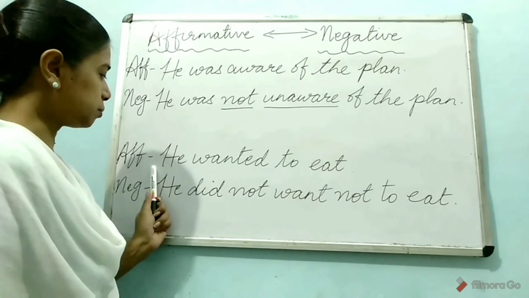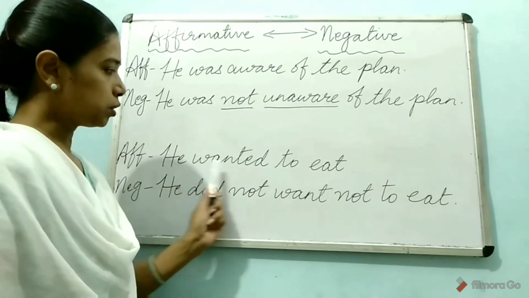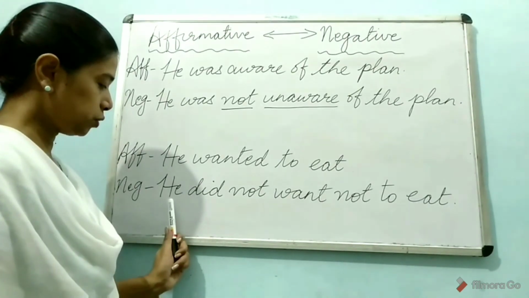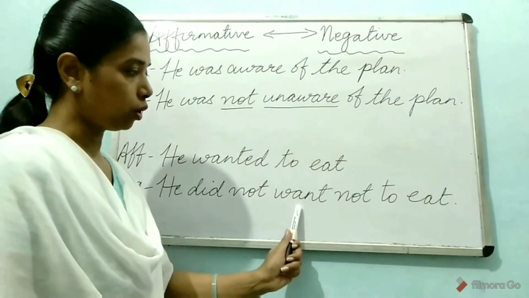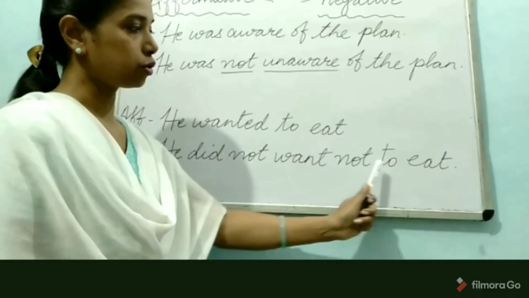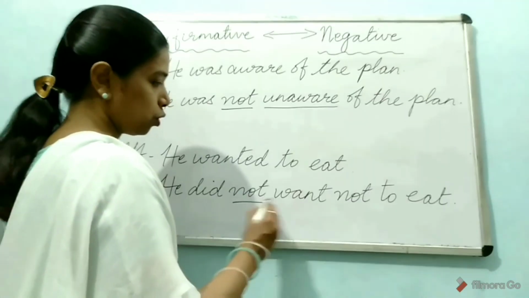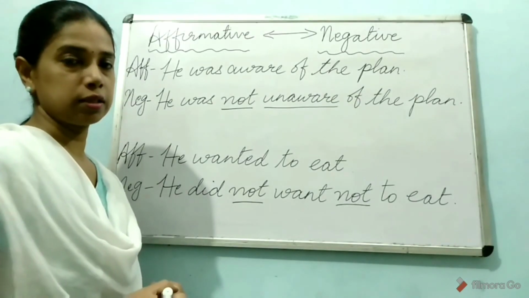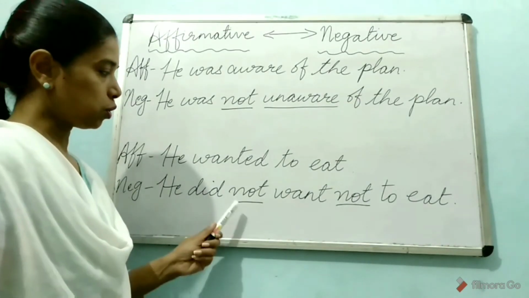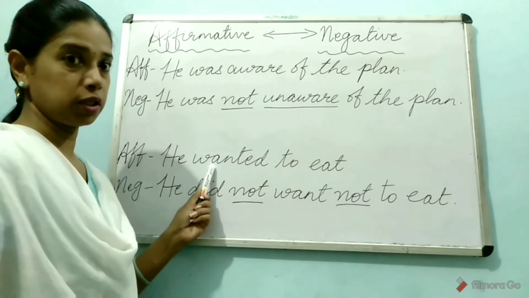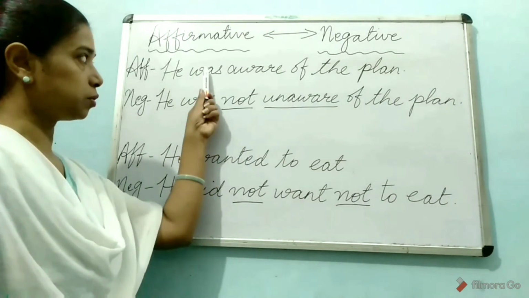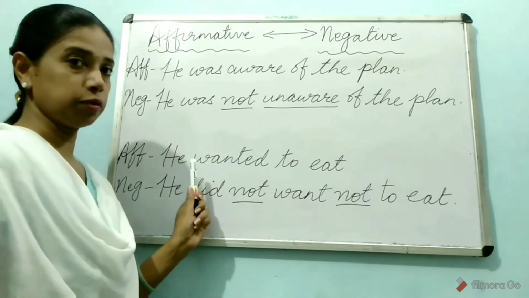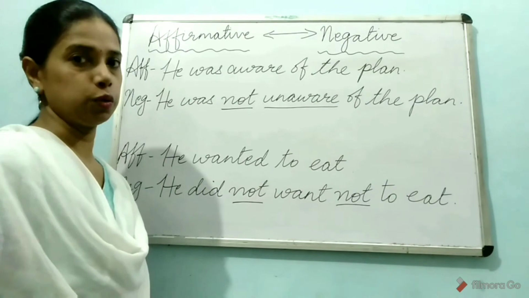Then in the other example you can see, "He wanted to eat." When you change it into the negative, how will you write? "He did not want not to eat." You have used two "nots" over here. So when you use two negatives in the sentence, children, the sentence automatically becomes positive. Learn both the ways, children, how to change affirmative into negative and how to change negative into affirmative. Be very particular with the rules.